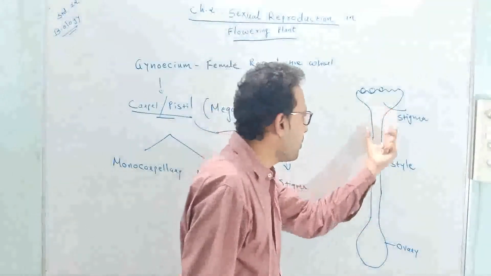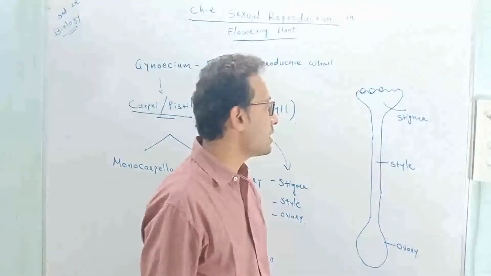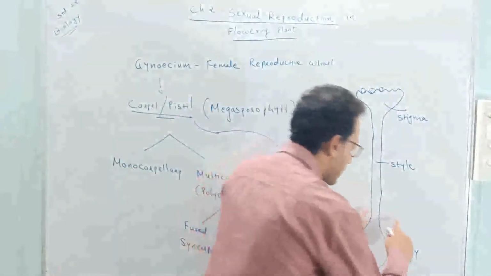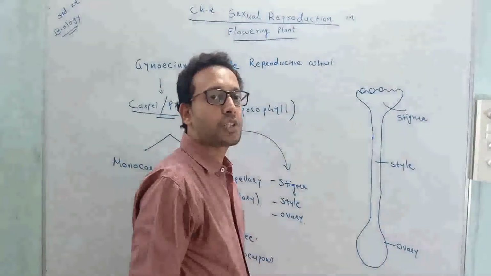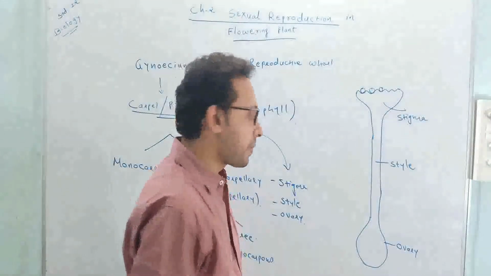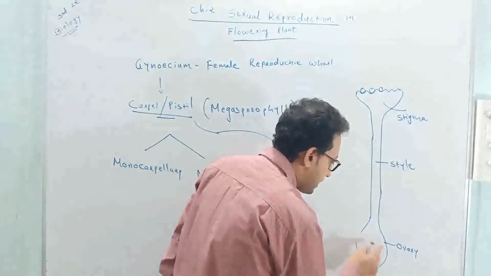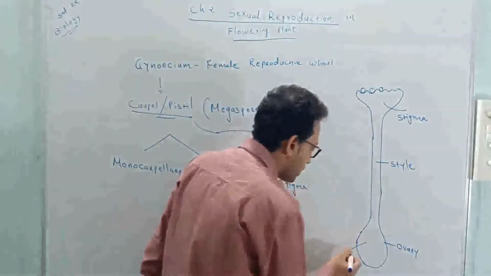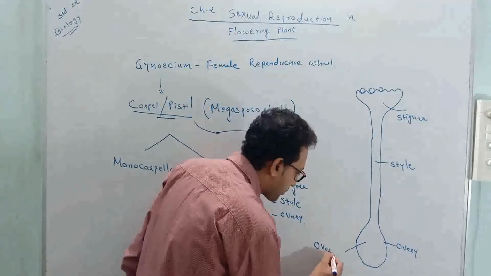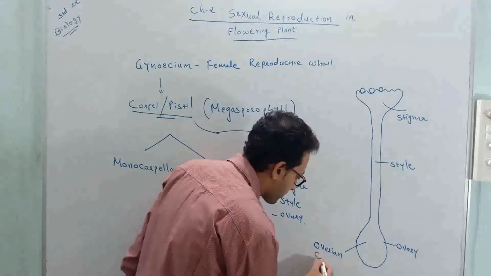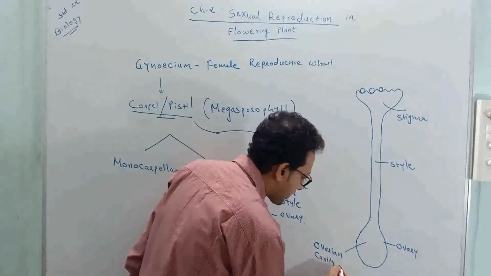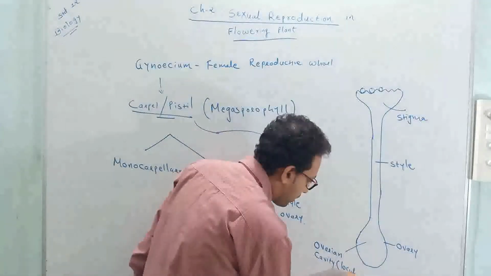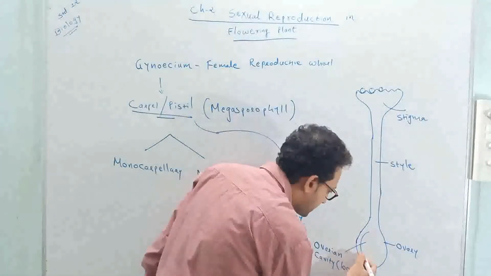Next, the tube-like structure which is attached with it is called a style. And the lower one, the bulged portion, is called an ovary. Now within an ovary there is a cavity. This is called the ovarian cavity, or it can also be called a locule.